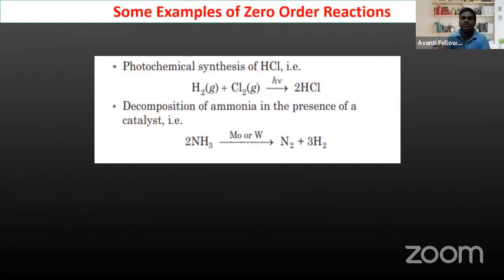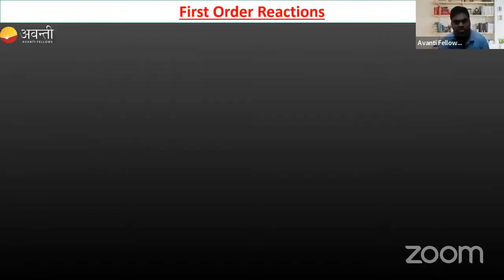Some examples of the zero order reaction are the photochemical synthesis of HCl, when H2 plus Cl2 react to form 2HCl. Another is the decomposition of ammonia in the presence of a catalyst: 2NH3, when treated with molybdenum or tungsten, converts into N2 plus 3H2.